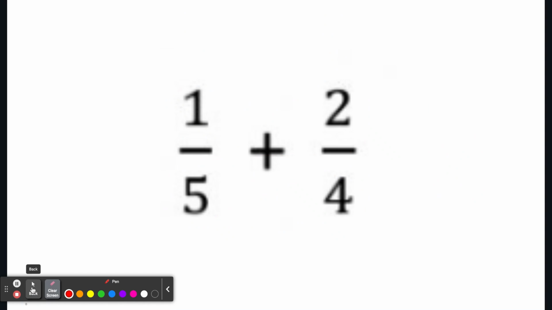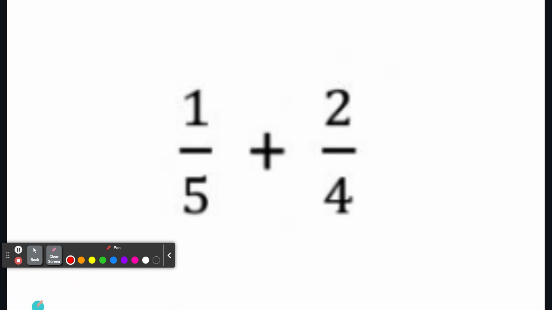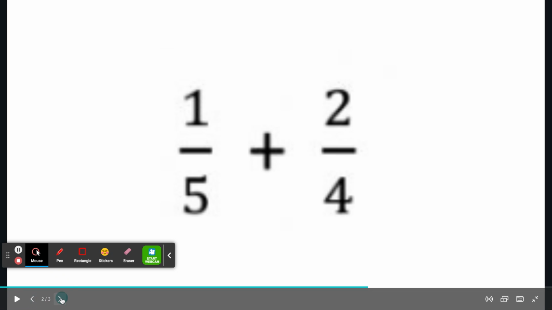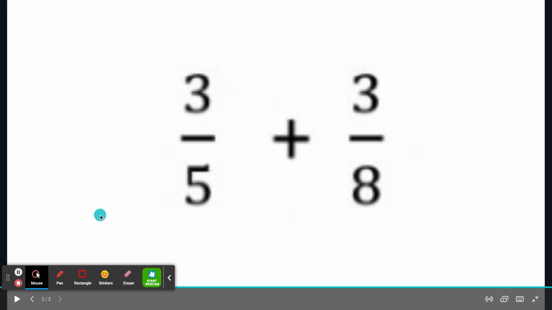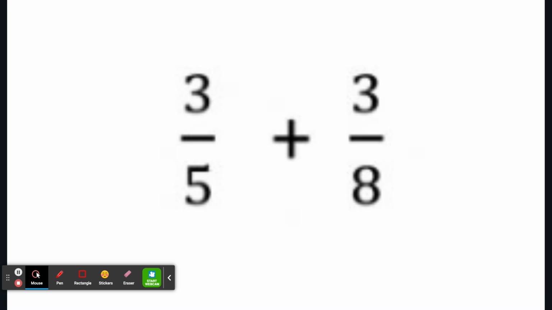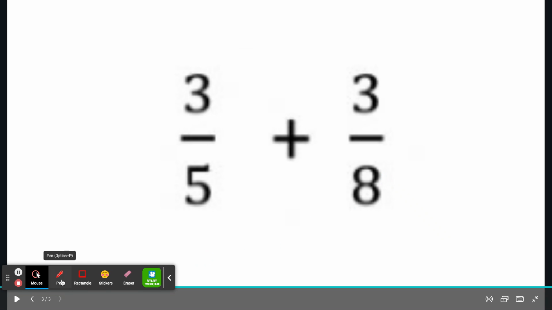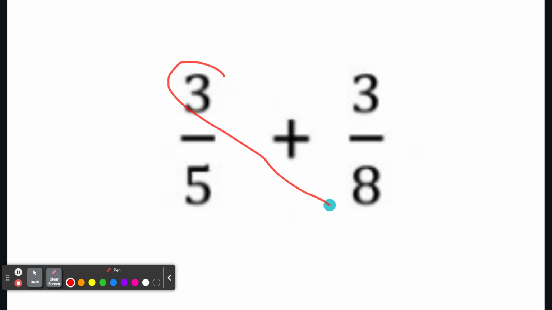Let's take a look at another problem. We're going to do one more together, and then I'm going to leave you to do a couple on your own. Here's our last problem that we're going to look at together. 3/5 plus 3/8. Please notice that your denominators are different, which means we cannot just add straight across. So we are going to multiply 3 times 8. And what is 3 times 8, everyone? That's right, 3 times 8 is 24.